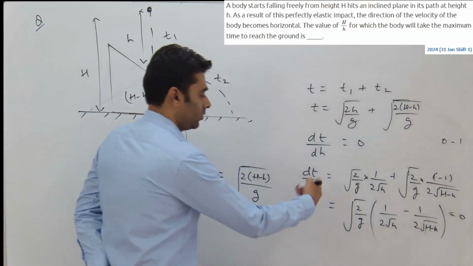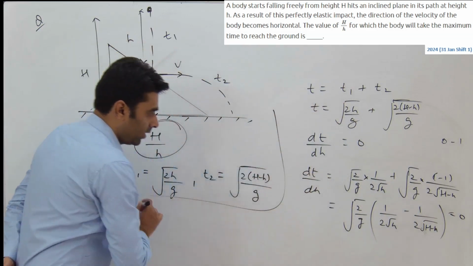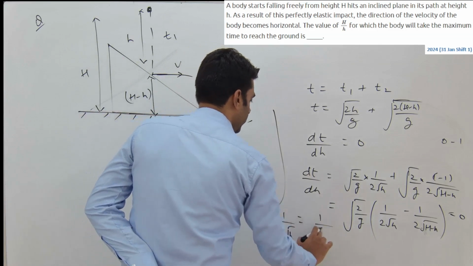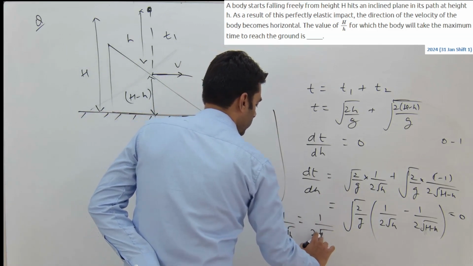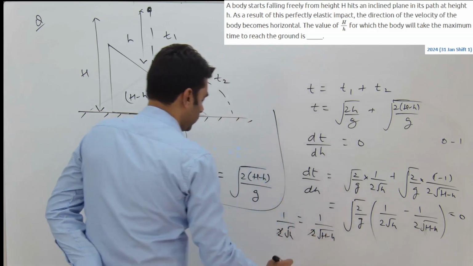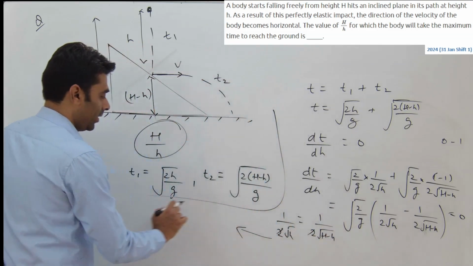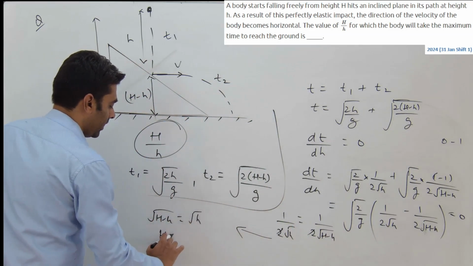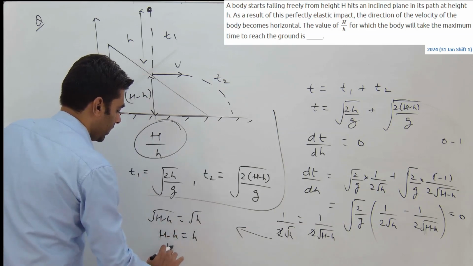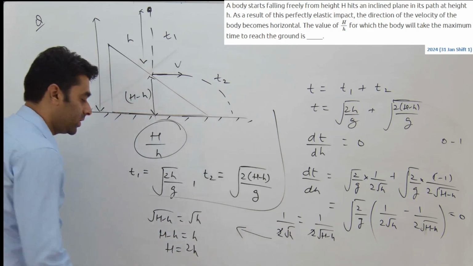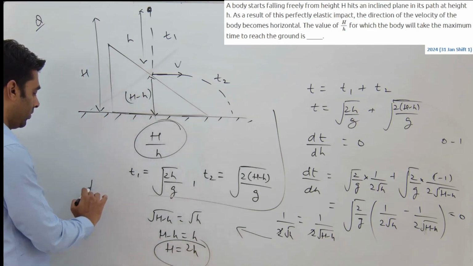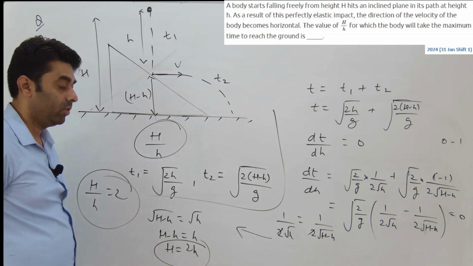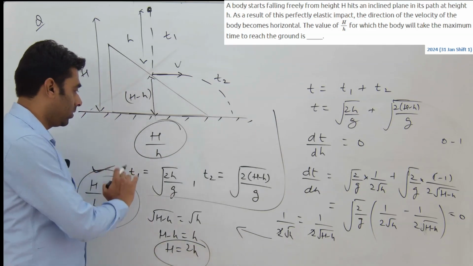If we put it equal to 0, root over 2 by g goes away. We are left with 1 by 2 root h equal to 1 by 2 times root over (H minus h). So root of H minus h is equal to root h. If we square it, H minus small h is equal to h. So capital H is equal to 2h. What is the relation coming? The ratio H by small h is 2. Capital H by small h for maximum time comes out to be 2, right?